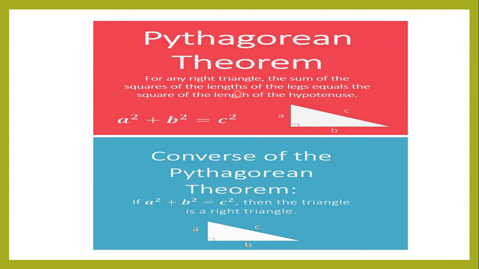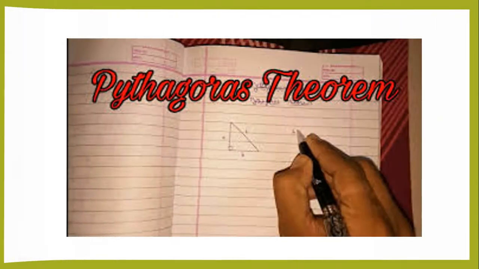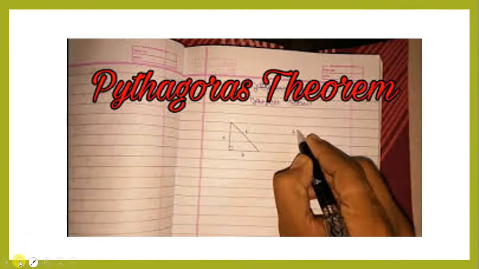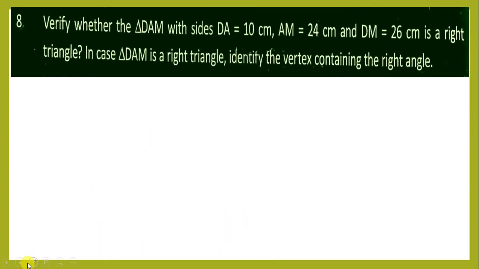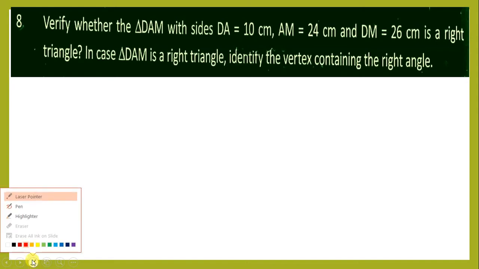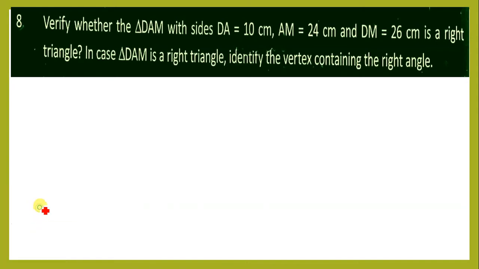Clear? Pythagoras theorem says that the hypotenuse square will be equal to the sum of the squares of the other two sides. And the converse says that if it is so, then the triangle is a right angled triangle. So shall we start doing word problems based on Pythagoras theorem? Now here we have the first question, number 8, and we have already discussed it in the live session.